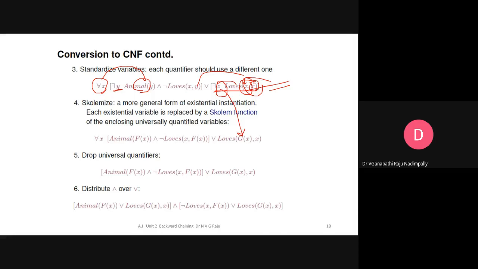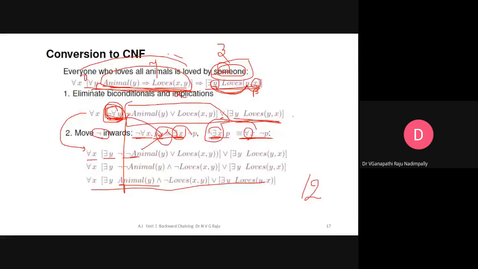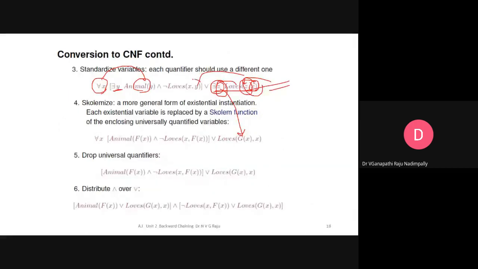Can I replace it? I don't know who is someone. So can I replace it with G of X? Now in that problem statement, they have not specified what kind of animal it is. This also you can replace with Y, also you can replace with a function. You can do it two ways.